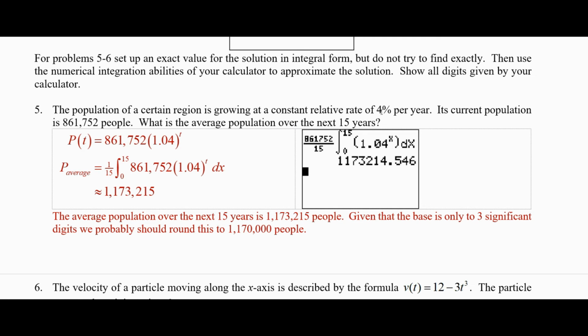Probably, when we look at this base, 1.04 is basically 3 significant digits. We probably are not going to get an answer any more accurate than that. So we probably should round this to 3 significant digits, which is 1,170,000 people.